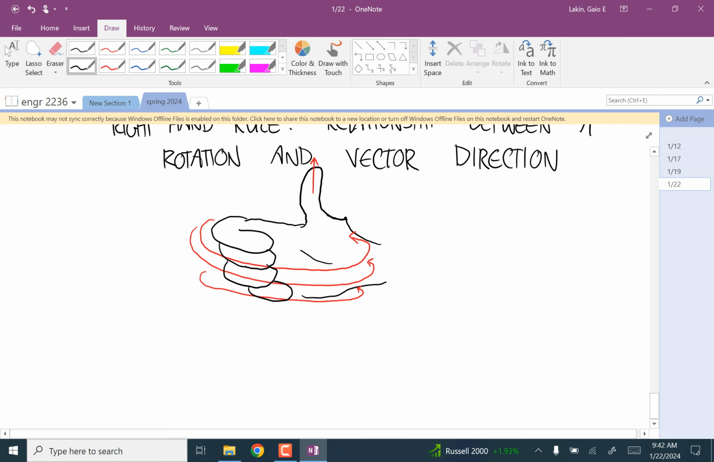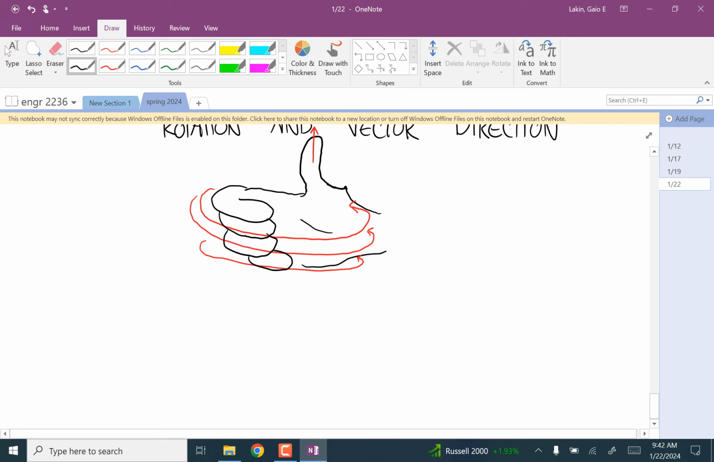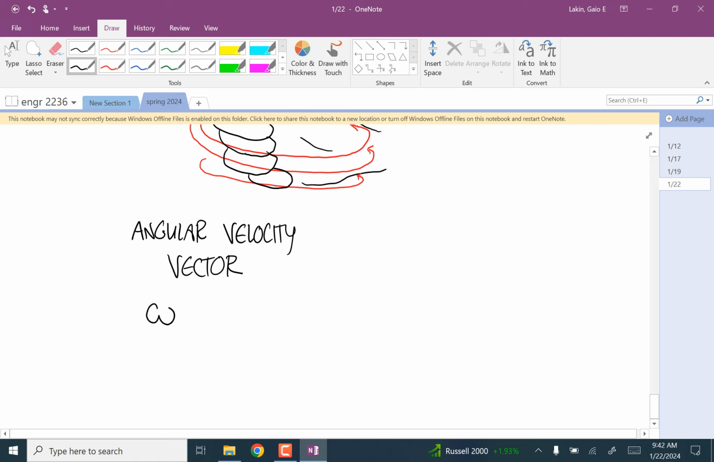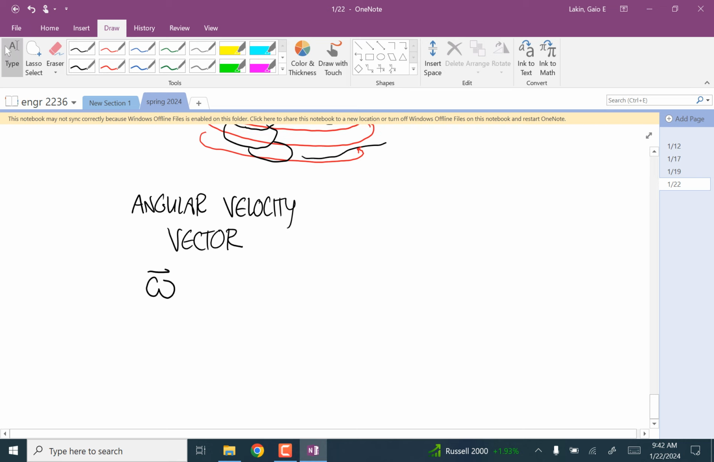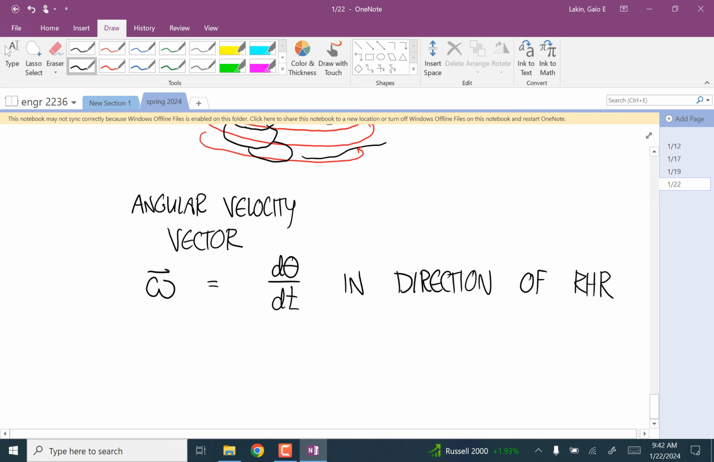So the angular velocity is a vector. It's given by the lowercase Greek letter omega, and it is the rate of change of the angle around the circular path with respect to time, in the direction of the right-hand rule. Always.